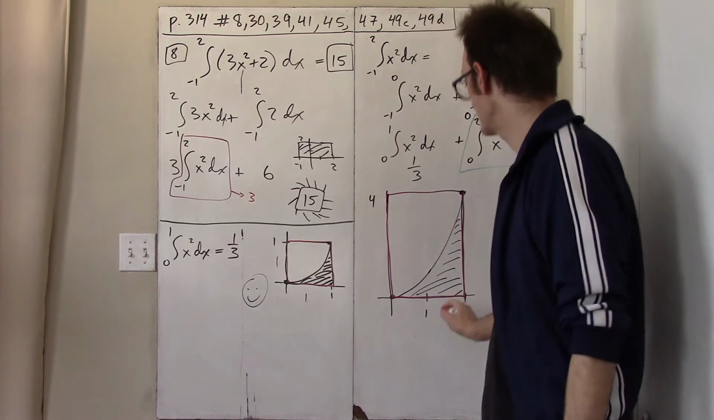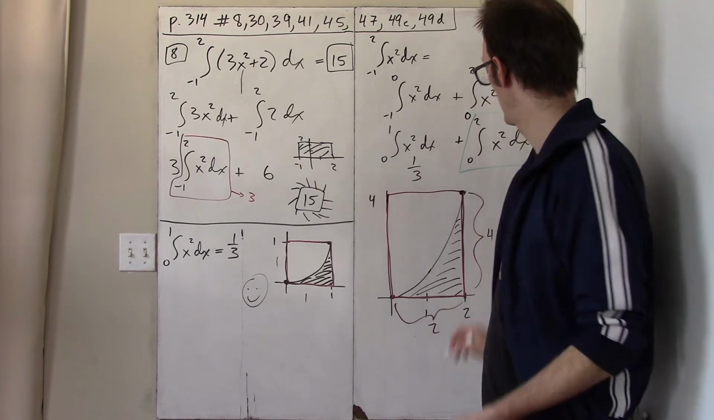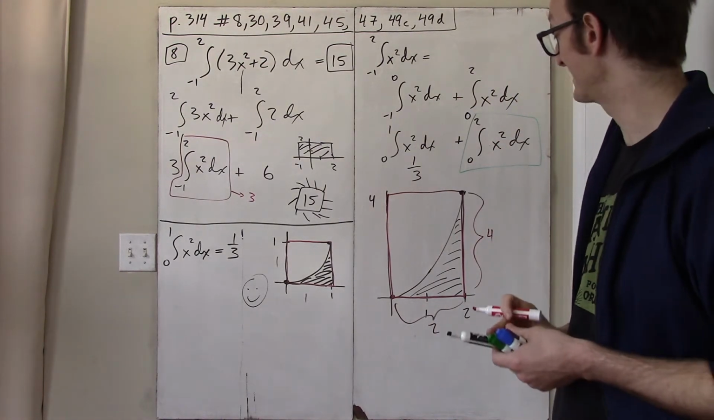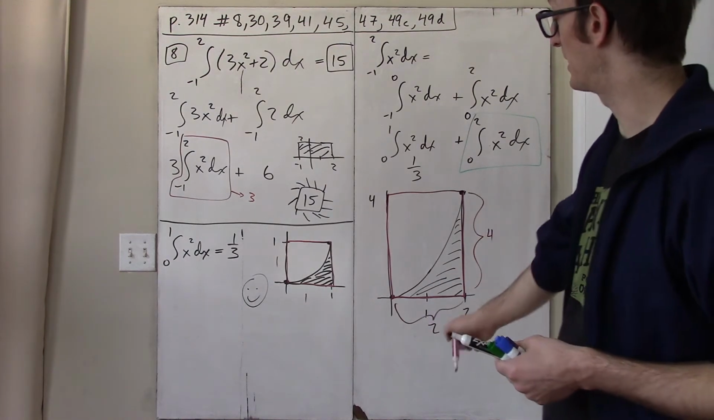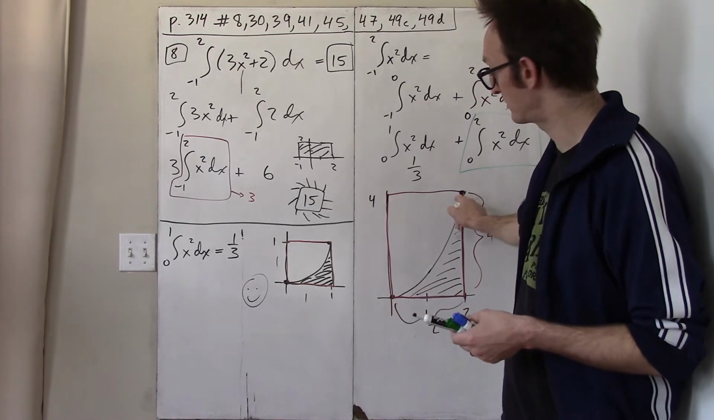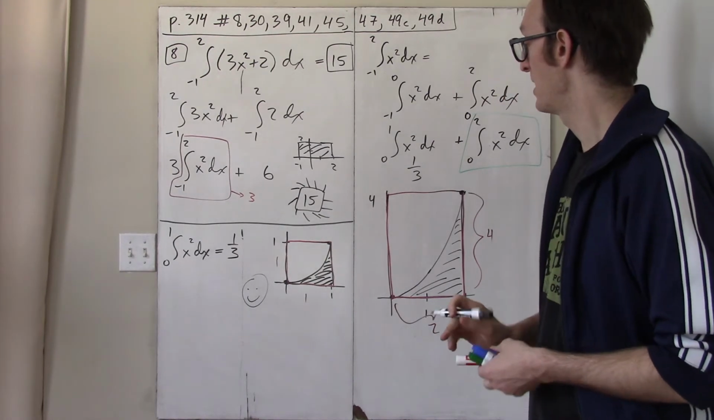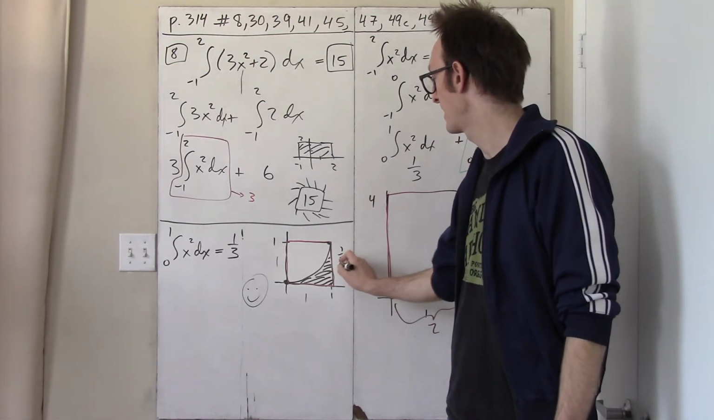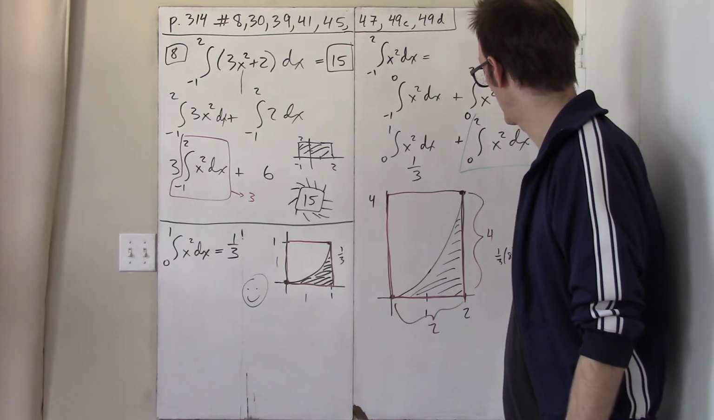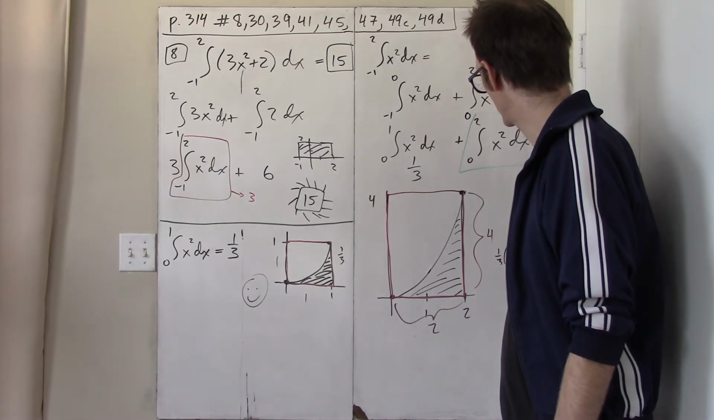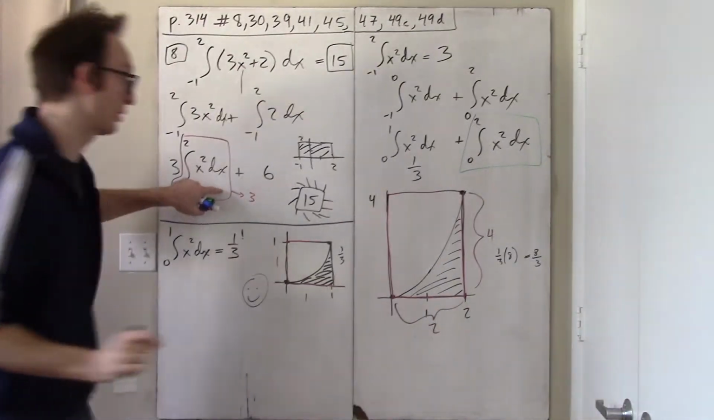And since this rectangle has base 2 and height 4, then the area of this rectangle is 8, and this shape, this parabola, starting at 0, 0 and going to 2, 4, takes up 1/3 of that rectangle. And if that's true, then this shape is going to be 1/3 of 8, otherwise known as 8/3. And therefore, I conclude that this integral is 8/3, which is what I got doing a more algebraic process.